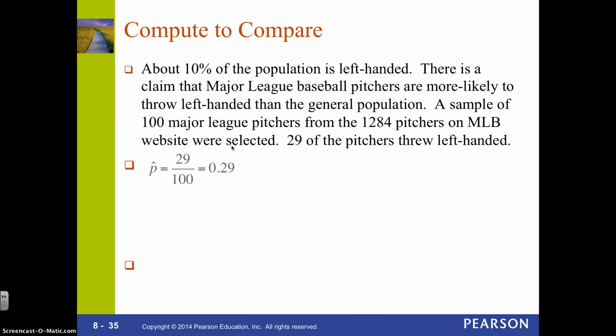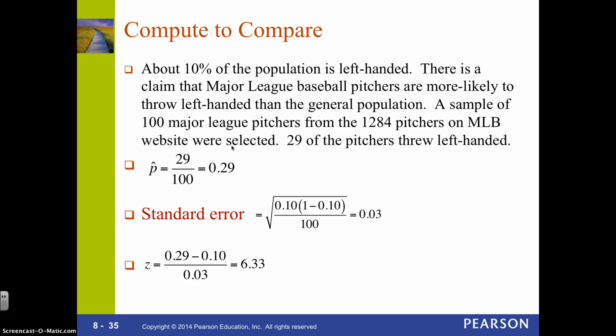Next we calculate the sample proportion. In this case I didn't give it to you, I just told you how many of the 100 pitchers threw left-handed, and there were 29 of them, so that's 29 out of 100, or 0.29. Calculate the standard error. Remember, the standard error is always based on the proportion in the null hypothesis. So that would be the square root of 0.1 times 1 minus 0.1 divided by your sample size of 100, and I get 0.03. Then I calculate my z-score, which is 6.33, and that's pretty large.